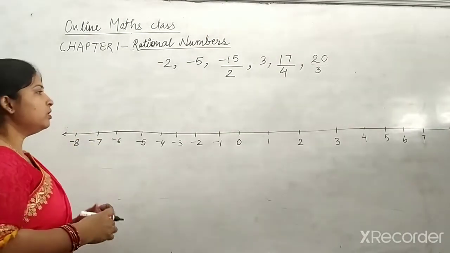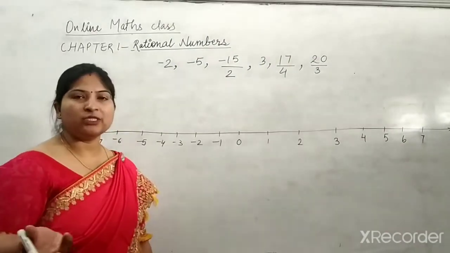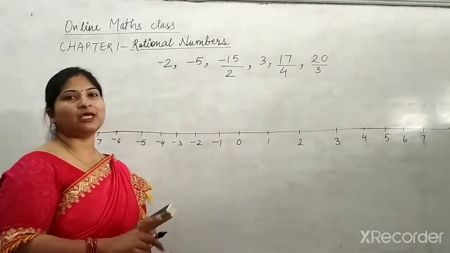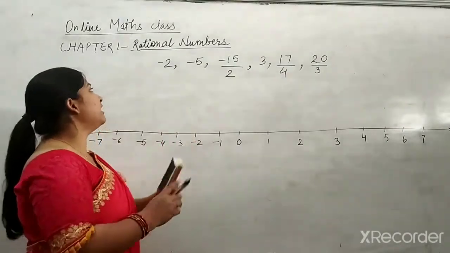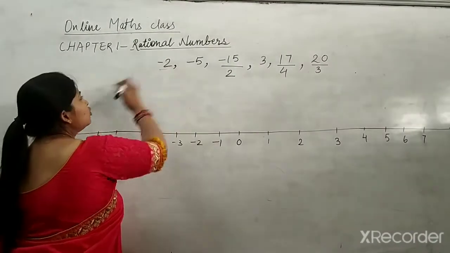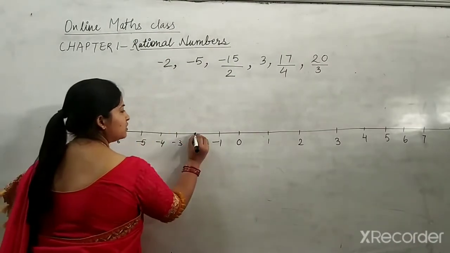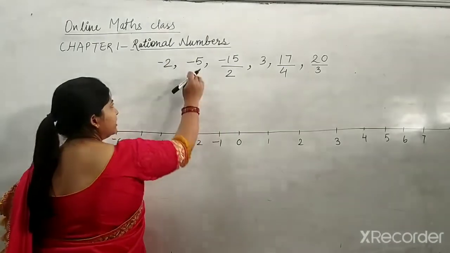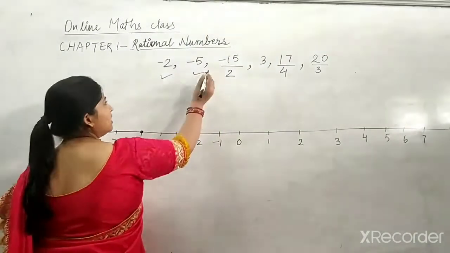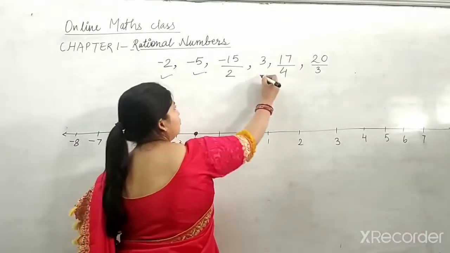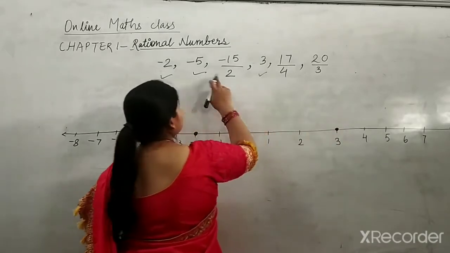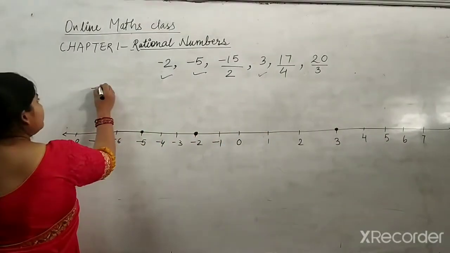Now the first number, -2. -2 is a rational number, because a rational number can be written in the form p by q, or p upon q. So -2 is very easy: it is here, so this is your number. -5 is also very easy. This is done. We are doing the complete numbers first. Now 3 is also very easy to represent. Now the numbers left are -15 upon 2, 17 upon 4 and 20 upon 3.